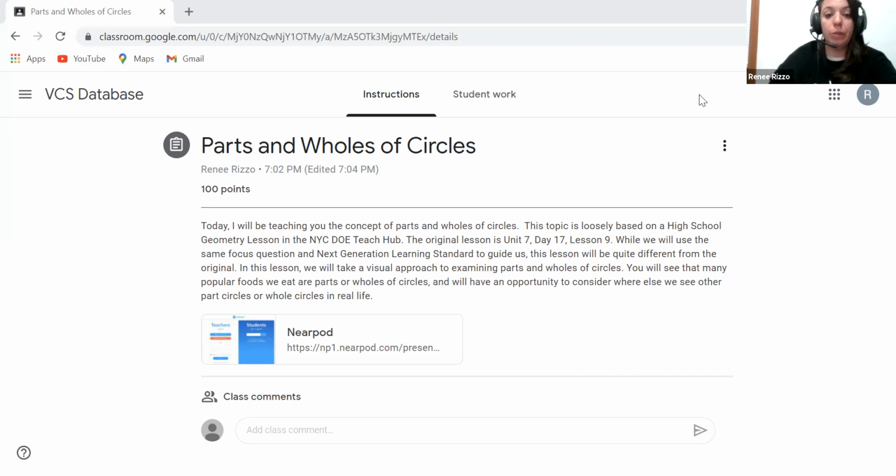In this lesson, we will take a visual approach to examining parts and wholes of circles. You will see that many popular foods we eat are parts or wholes of circles, and we'll have an opportunity to consider where else we see other part circles or whole circles in real life.